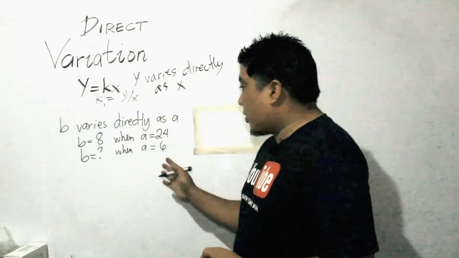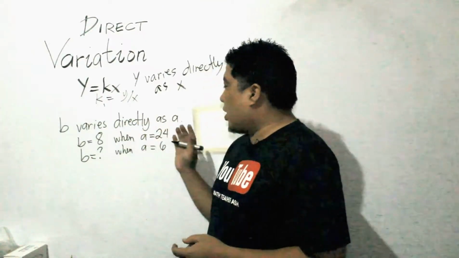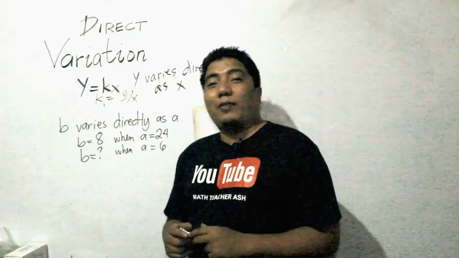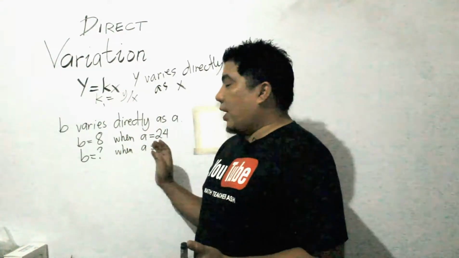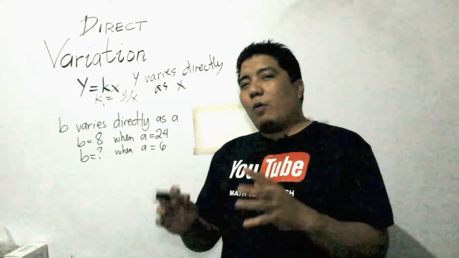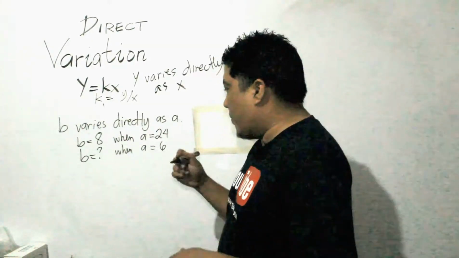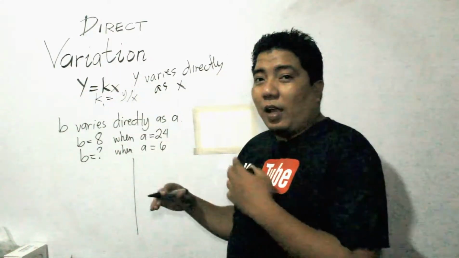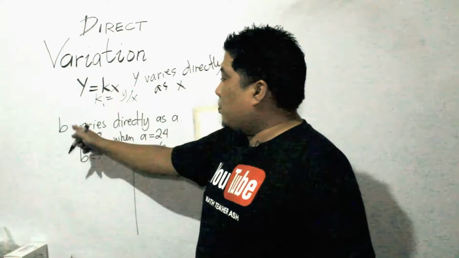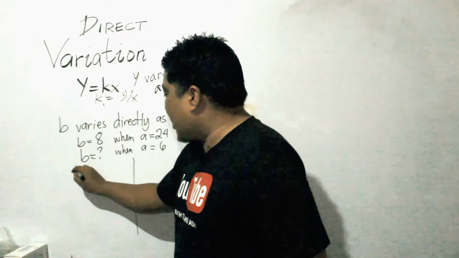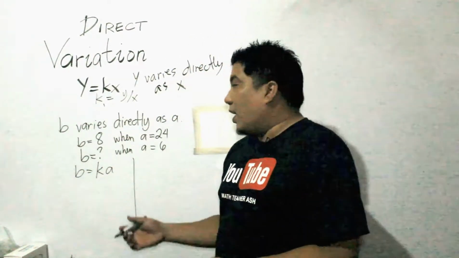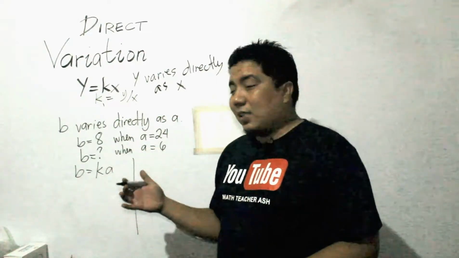Okay, math learners, as you can see, we have here b varies directly as a. b is equal to 8 when a is equal to 24. What is b when a is equal to 6? Okay, I will show you two ways on how to solve this one. The first one is by the use of the variation statement. And since this is b varies directly as a, that is b is equal to ka, because it states that b varies directly as a.